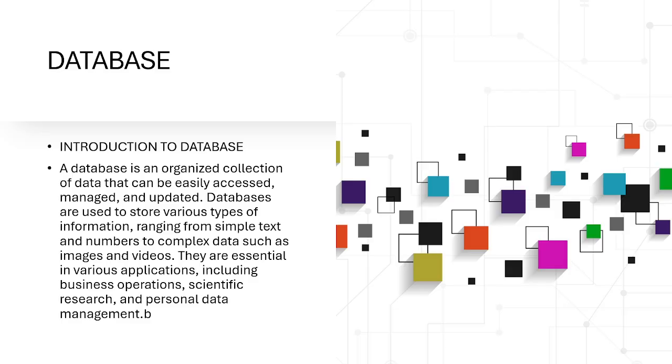Now that takes us to database. So what is a database? A database is an organized collection of data that can be easily accessed, managed, and updated. Databases are used to store various types of information, ranging from simple text and numbers to complex data such as images and videos. So a database is just the place where your data is stored for future use, purpose, or reference.